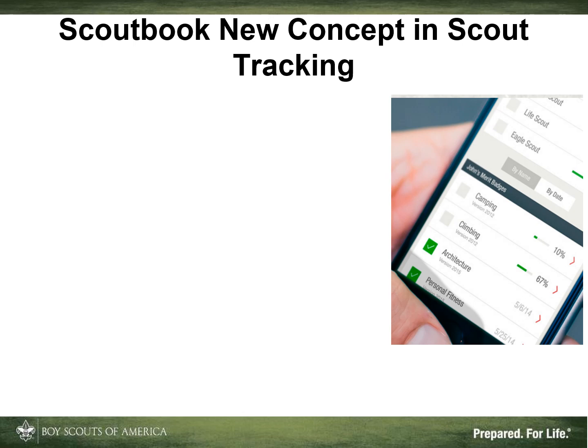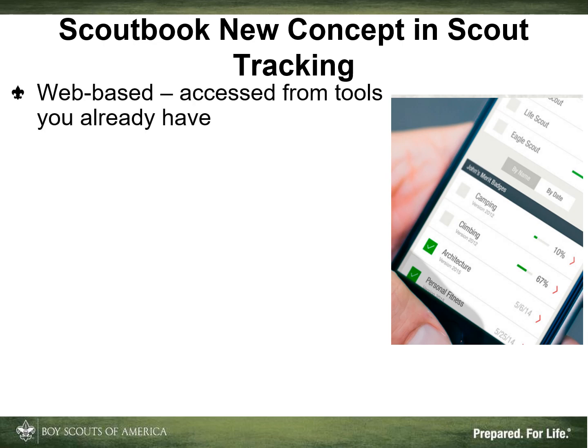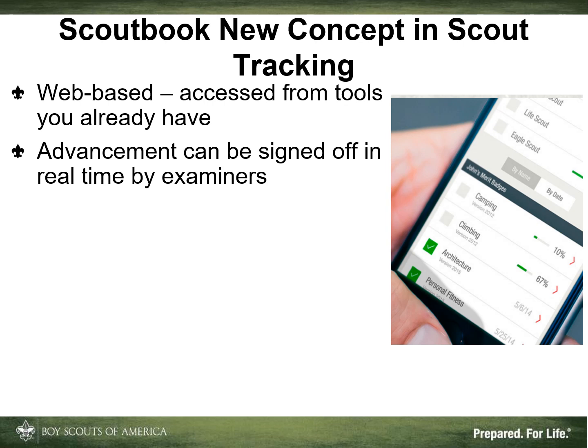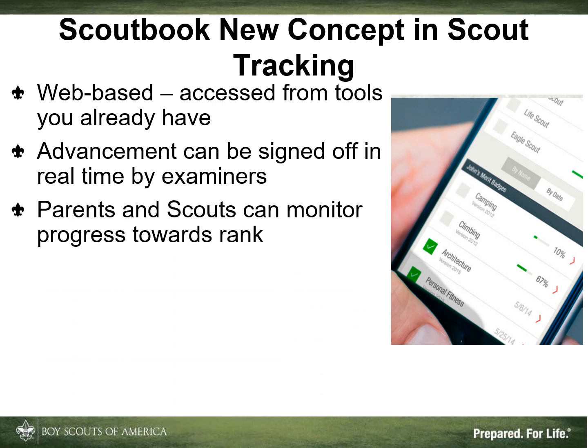Scoutbook is meant to be a new concept in scout tracking for the BSA. The purpose here is from any platform you have, a phone or a tablet that can get to the internet, you can view and work on Scout advancement. People who have the authority can sign off on requirements, and scouts and parents can notify their leaders that they have completed a requirement and they're ready to be tested.